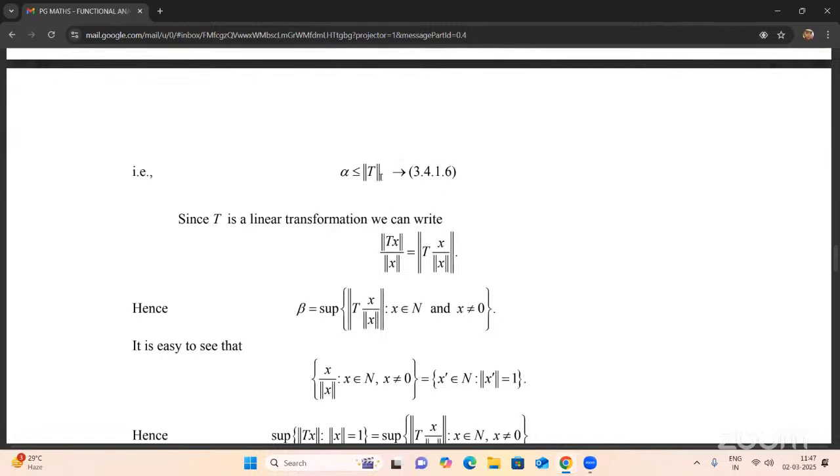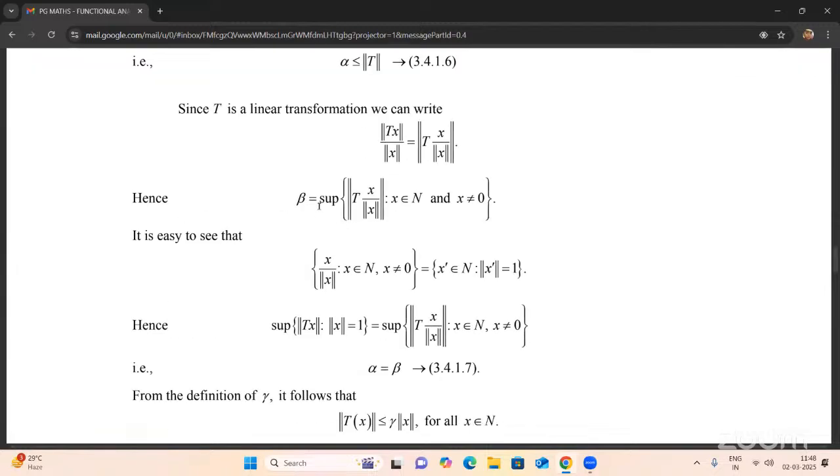Already we know that, given T is a linear transformation, we can write norm Tx by norm X equal to the norm in the numerator and denominator, which is the double mod of the expression. Here norm A by norm B means norm of A by B. In the same manner, we apply it to the transformation: norm Tx by norm X equal to norm of T of X by norm X. That is the unit ball of the nature.